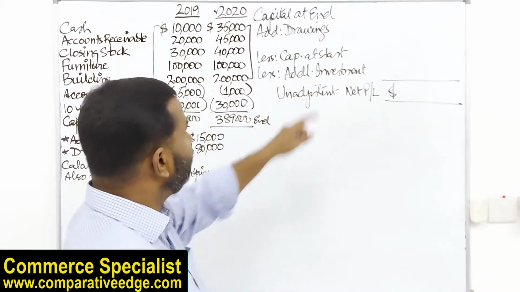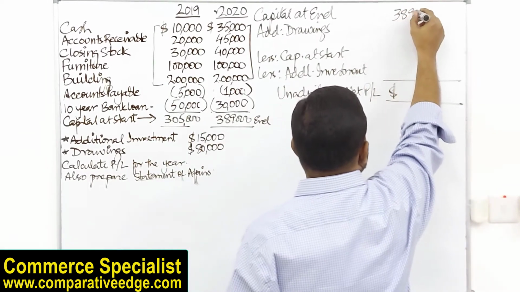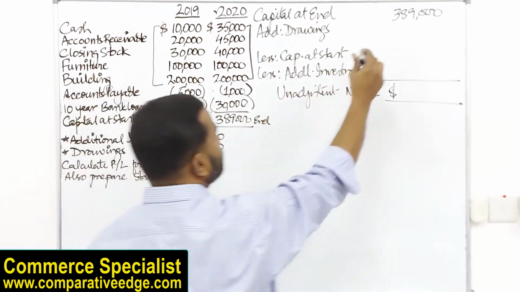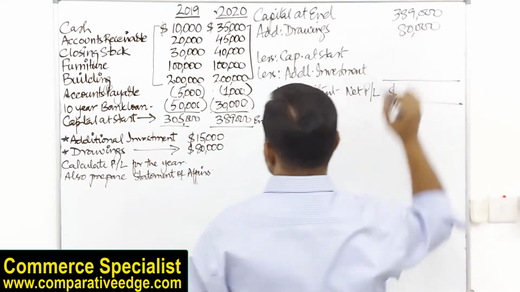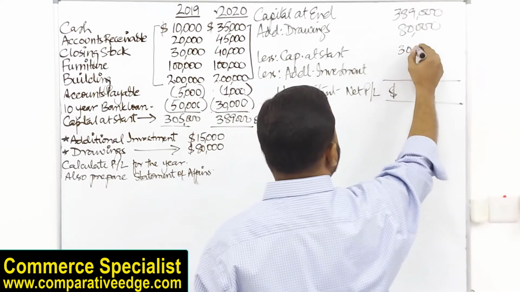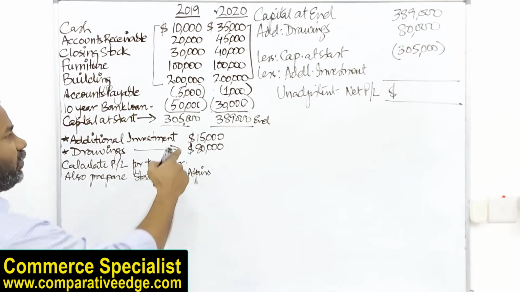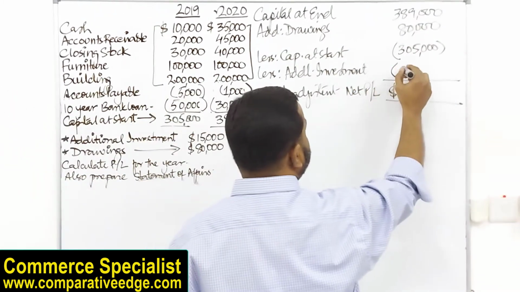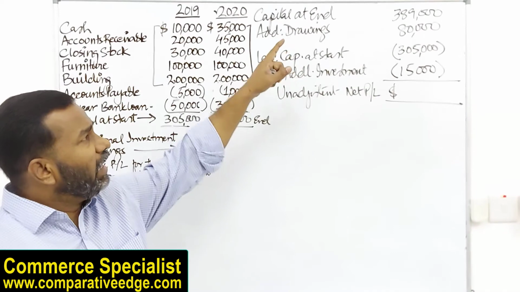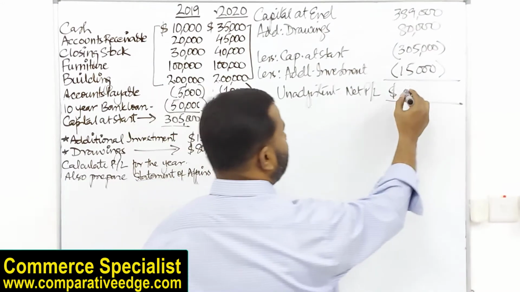Once I plug in the numbers here in the format, capital at end is 389,000. Drawings are given here, 80,000. Minus capital at start, which is 305. Minus means in brackets. And additional investment, which is 15,000. I also subtract additional investment, which is 15,000. So capital at end, add drawings, minus capital at start, minus additional investment will give you net profit, which is 149.